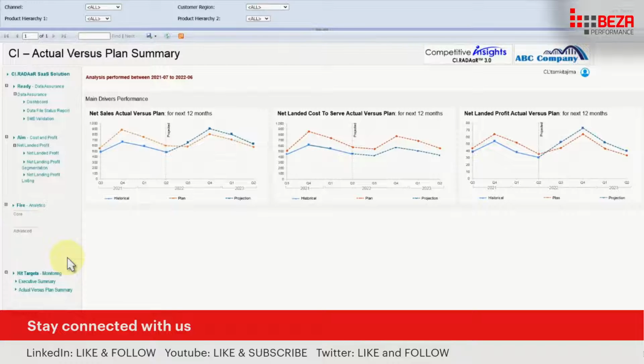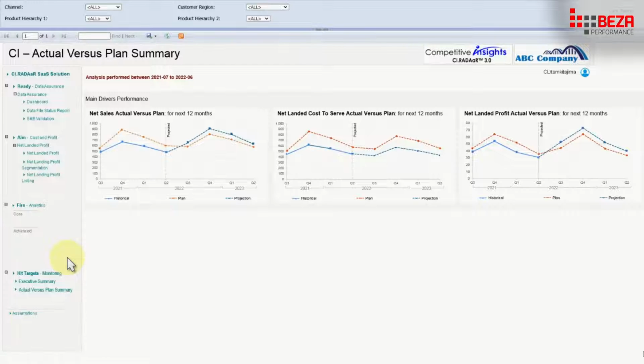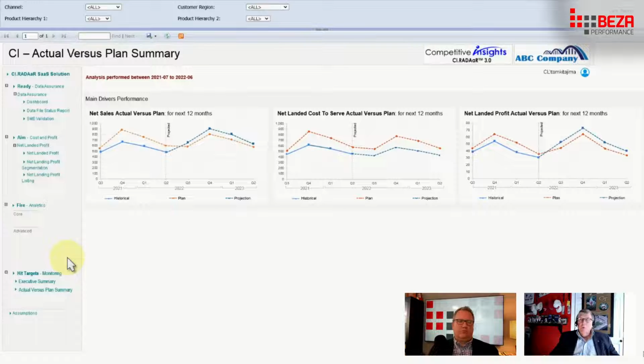Sure does. Sorry, I was muted. So again, the blue is the actual historical or projected, and the red is the actual plan itself, what we had set as targets for the organization.